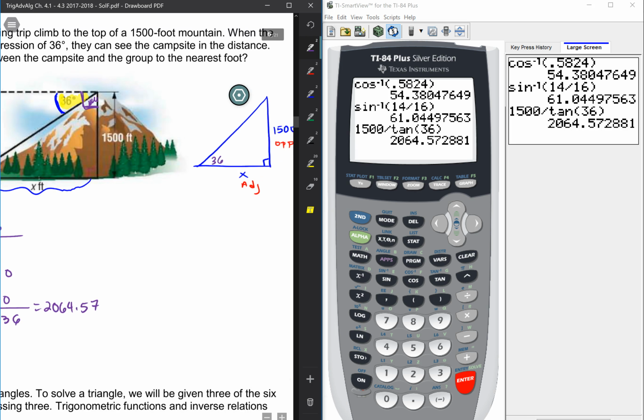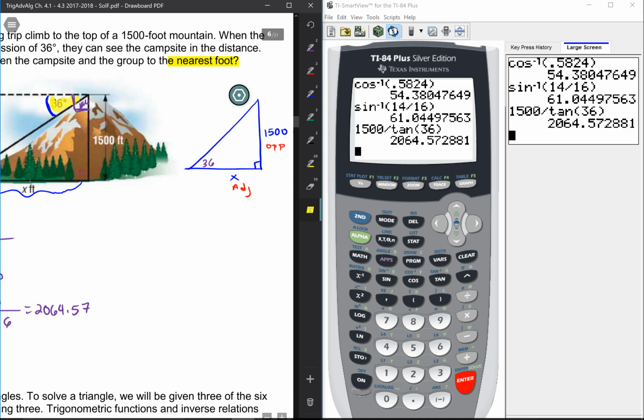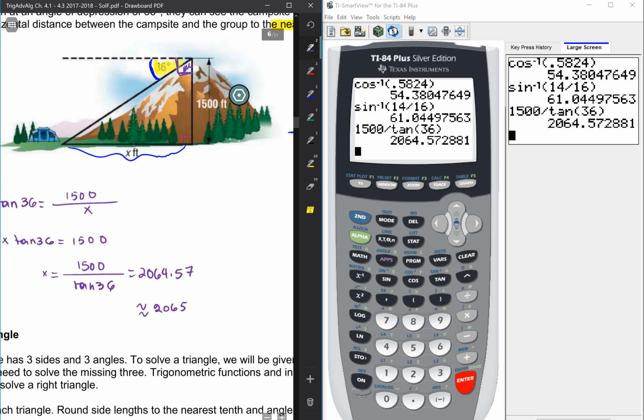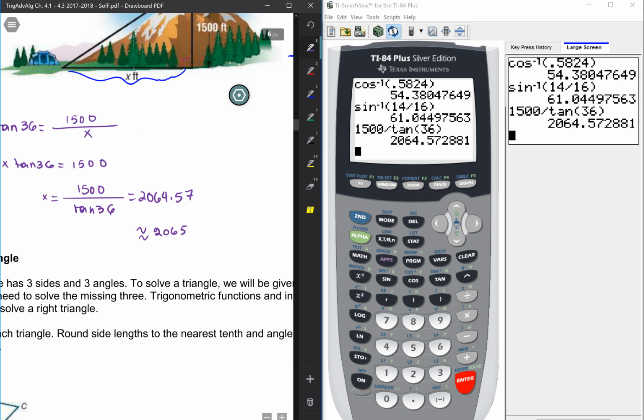And what does it say to round to? Nearest foot, so that will be, yes. So when we round, we use those squiggly equal signs. That means approximately 2065. That tells me that I've rounded it. Now, is this a complete answer? No, you're right. Feet. Thank you very much.